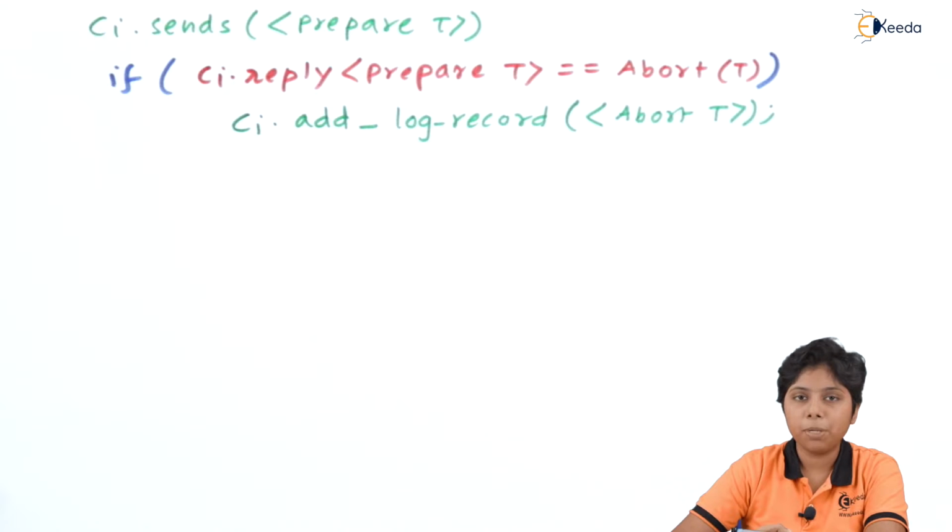Now if it is a commit T, or this complete T, or the ready T, then it adds a commit T to the log record. See, it is only maintaining a log record, not updating the database.